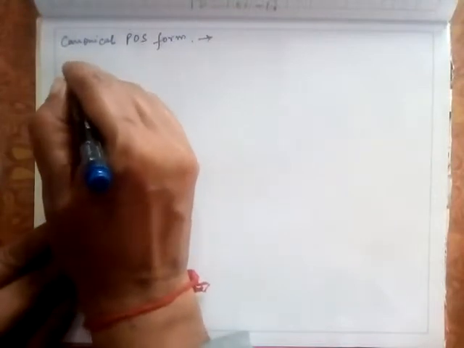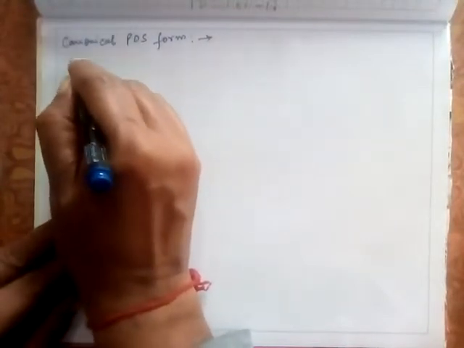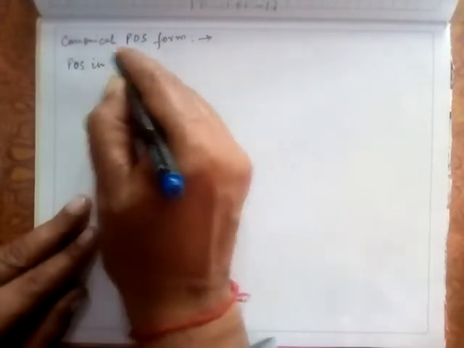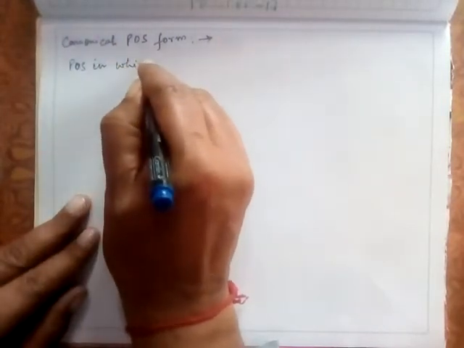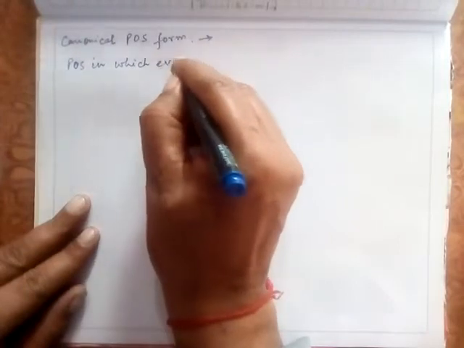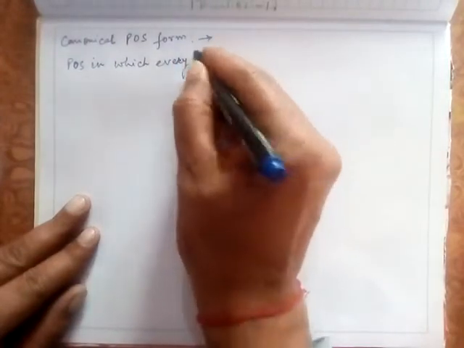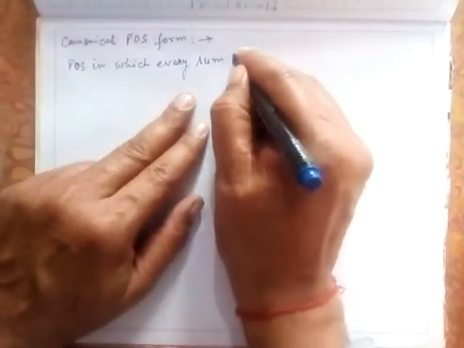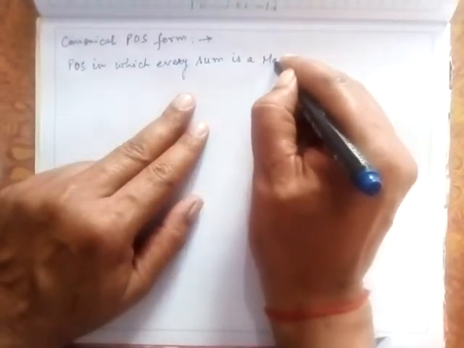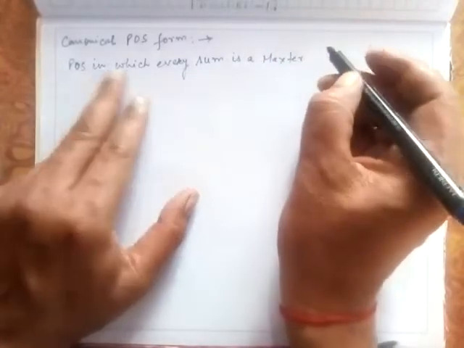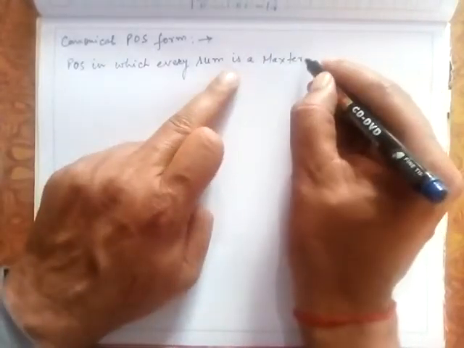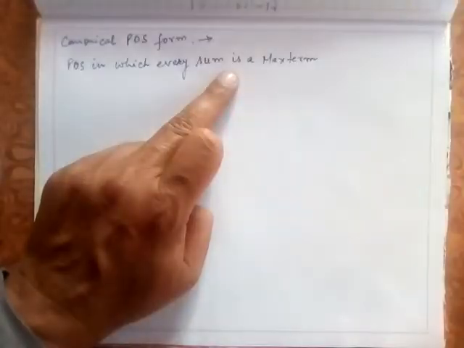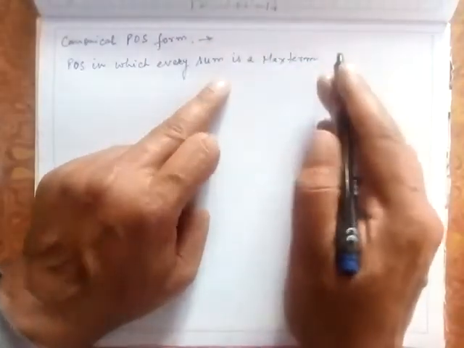Now if I define this, what do you mean by canonical POS form? So canonical POS form is a POS form, is a product of sum in which every sum, each sum is a mixed term. If any one of sum is not a mixed term, it won't be a canonical POS form. It will be a POS form. It will be a standard POS form.